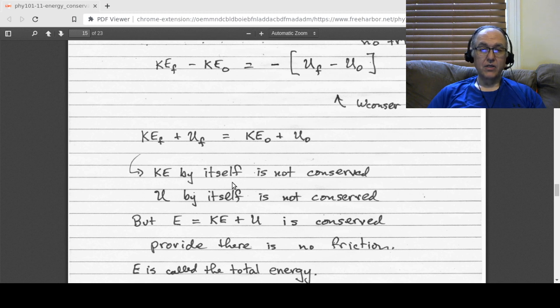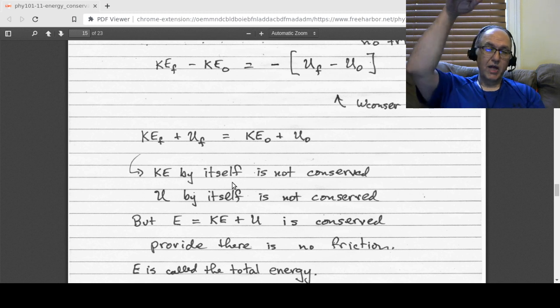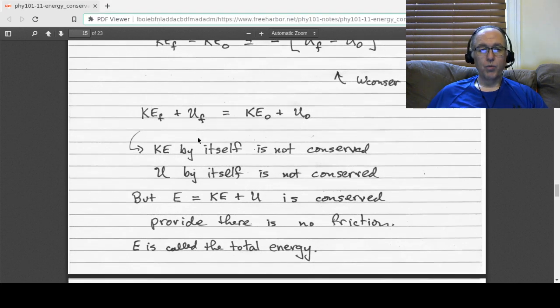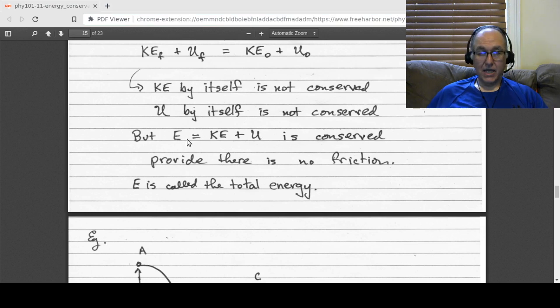The potential energy is not conserved because it's mgh, and when h is big, there's a lot of potential energy. When h is small, there's little potential energy. So the potential energy by itself is not conserved. But the two together, when you add the kinetic and the potential energy together, what we will call the total energy, E, the total energy is conserved, okay? Provided there's no friction. And this is what we're going to use for our problem solving, okay?